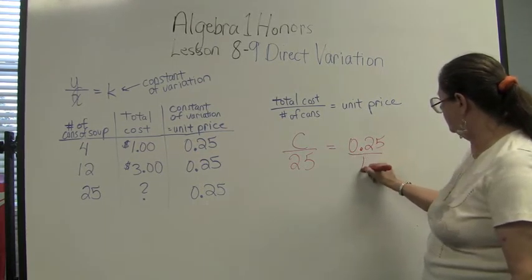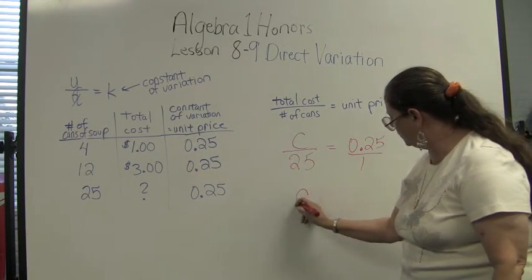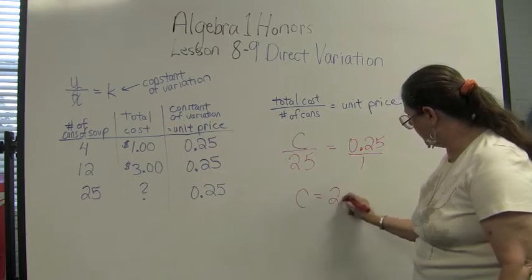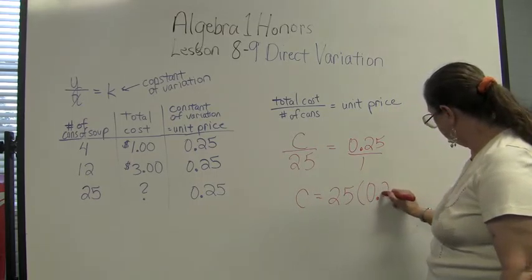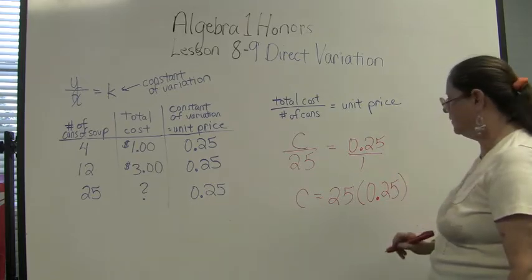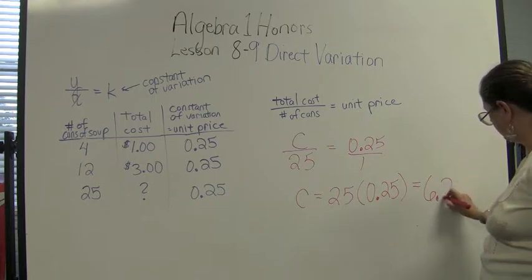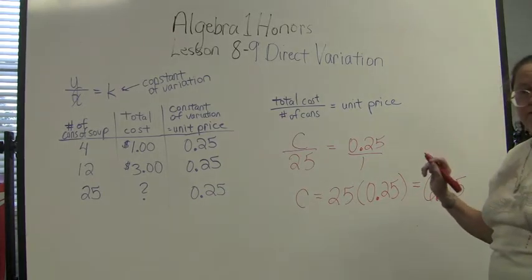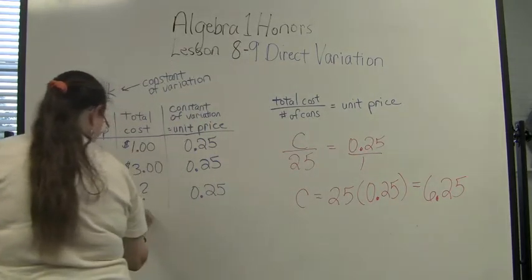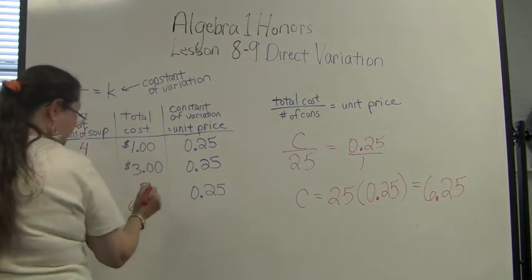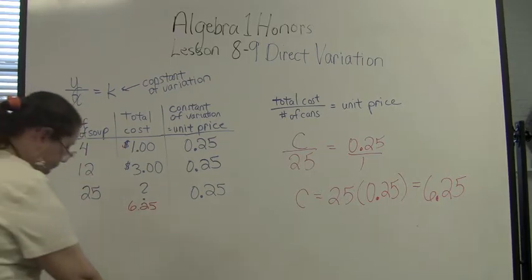Okay, so if we stick that over 1, we're going to see that we cross multiply. C equals 25 times 0.25, and that's going to be $6.25. That's one way to do this problem. There's another way, and actually I like the other way better, but this way works just fine.